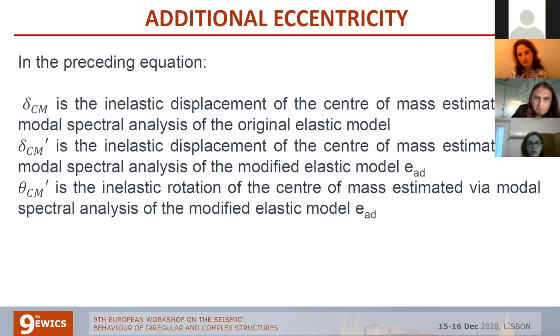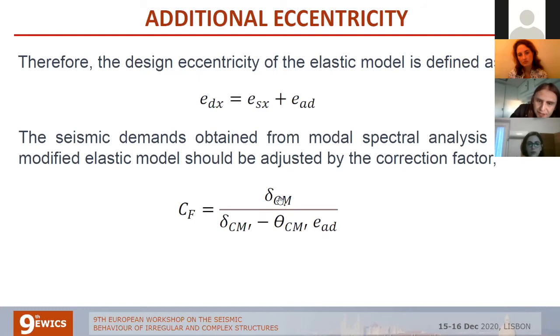Okay, and in the preceding equation, delta Cm would be the displacement in the center of mass of the original model. This is with the original eccentricity ESX. Delta Cm, this one would be the displacement at the center of mass of the structure modified with this additional mass eccentricity.